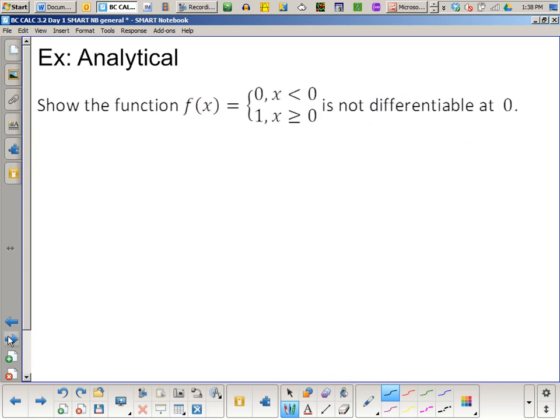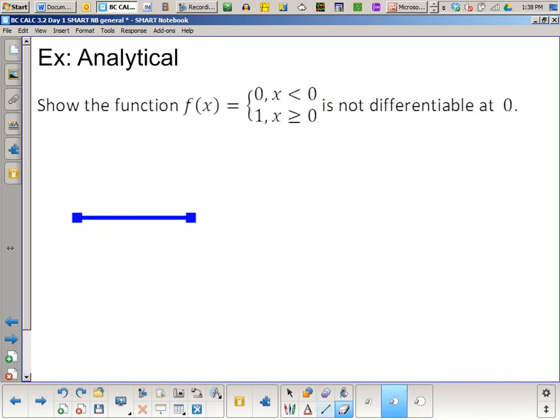Okay, this is a really weird problem, but it is in your homework. It's like this. And they want us to show that this function is not differentiable at 0. This is going to feel a little bit weird, because if you try to sketch this thing, you realize it's not even continuous at 0.